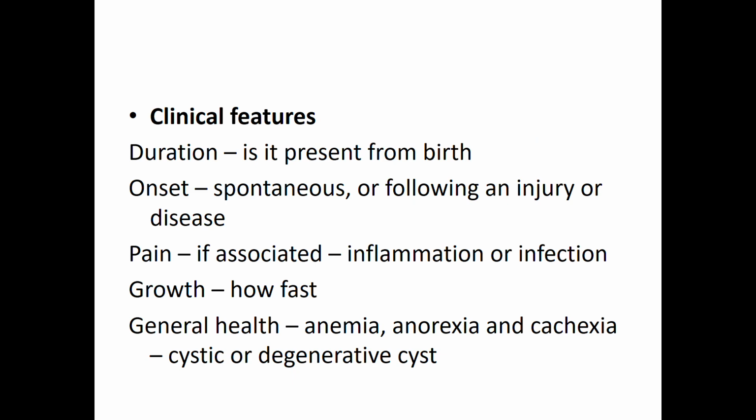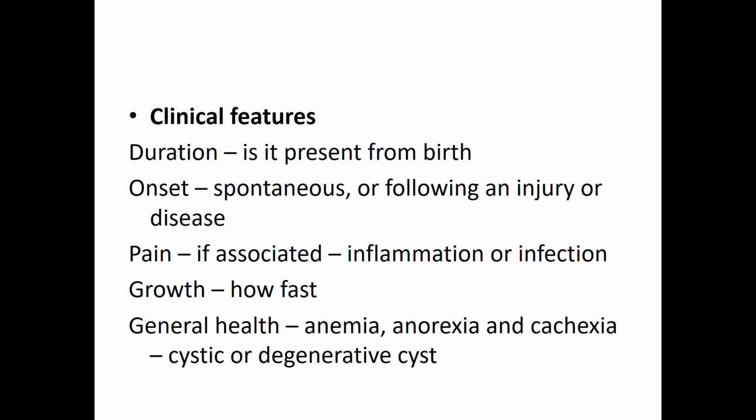When you take the history of a patient complaining of a cyst, you need to ask from when is the cyst. Is it from birth, or has it recently developed? Then you should also ask about the onset, whether it occurred spontaneously, or whether he got a disease and then developed the cyst, or following an injury. As you know, parasites can also cause a cyst. So there may be some symptoms before the development of the cyst, or an injury, like you have seen in the traumatic and the implantation dermoid.